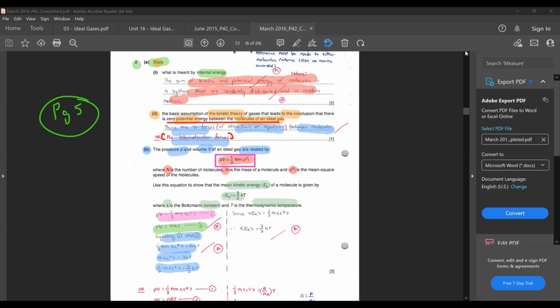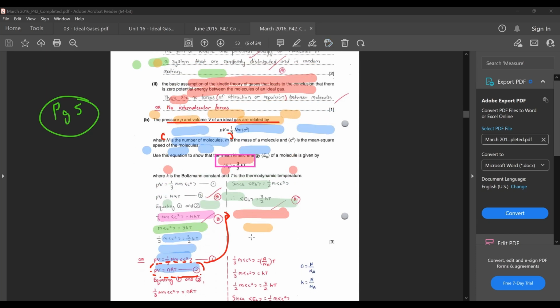Usually when you reach this part here, you have to follow up with this. You have to specifically write that since Ek is half mc squared, therefore Ek is 3 over 2 kT. Okay? So that's for that particular section here. Right, then if you're okay, I'll move on to the next one.